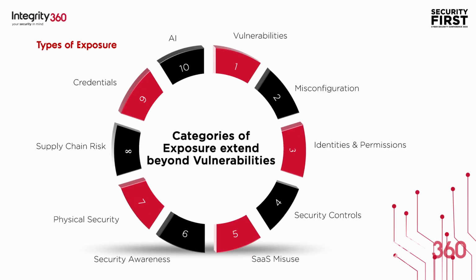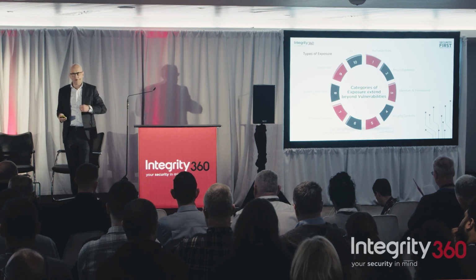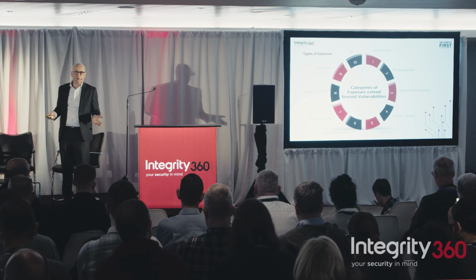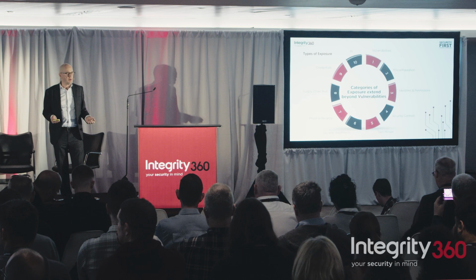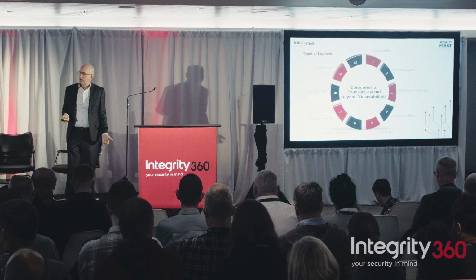So, types of exposures then. Unfortunately, I'm going to make things worse before they get better. We're already seeing a big problem with vulnerabilities, but unfortunately that's only one type of exposure, because if you think about that definition I talked about at the start, it's what a threat actor can leverage in order to achieve their objectives. You have vulnerabilities, misconfigurations, identities and permissions. Have people got excessive permissions? Have they got access to things they shouldn't have access to? All these types of things can be exploited.